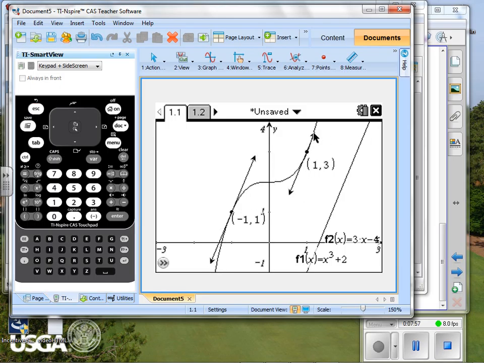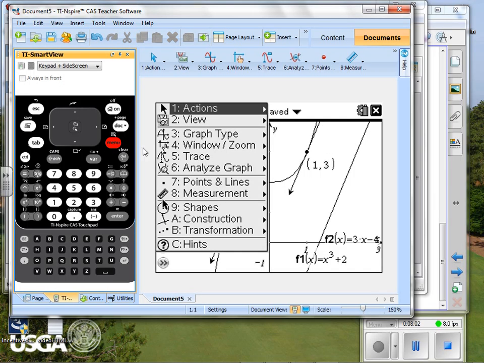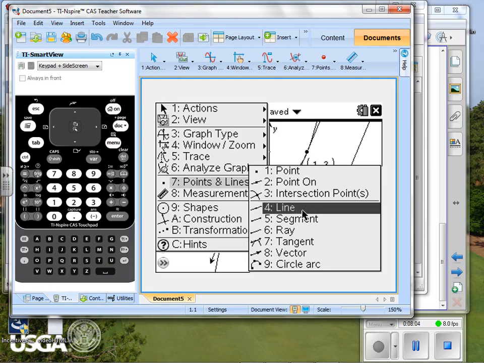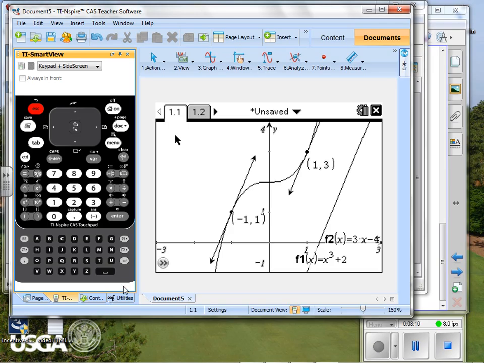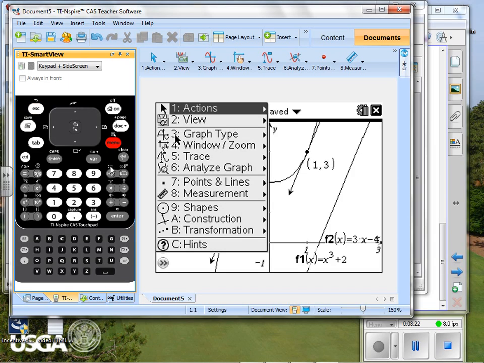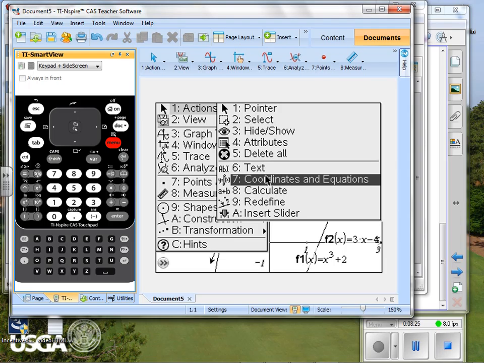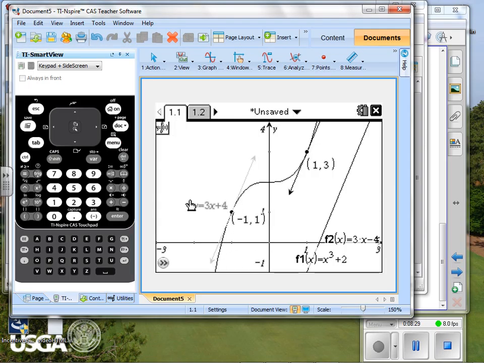Are you with me on this so far? Go to menu, go to points and lines, and you've got this thing called tangent. Okay? Now what do you want to know about those tangents? Their equations. I can also find out if their slopes are that, but if I know the equations, do I know the slopes? Absolutely. How do I find those? Menu, actions, and coordinates and equations. There's that one. There's that one.